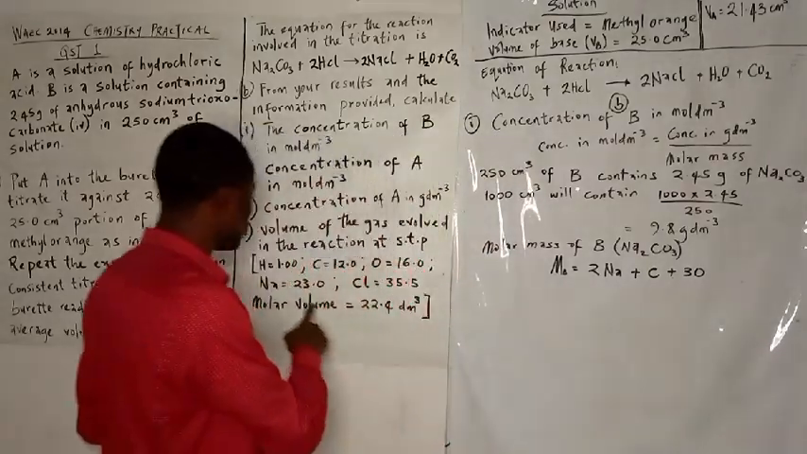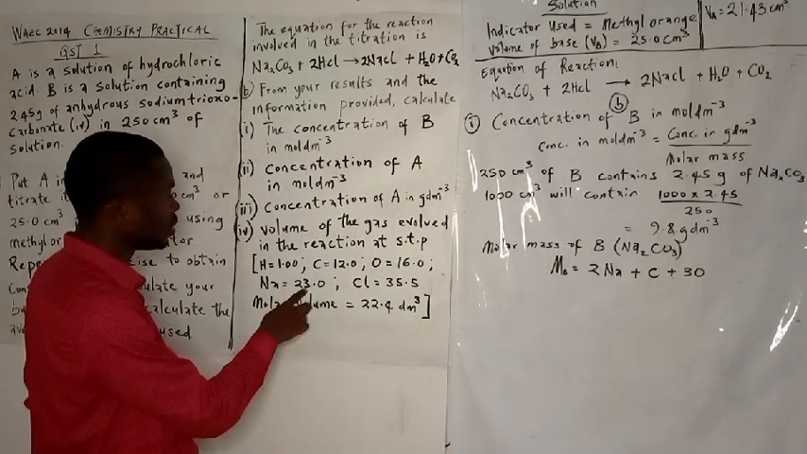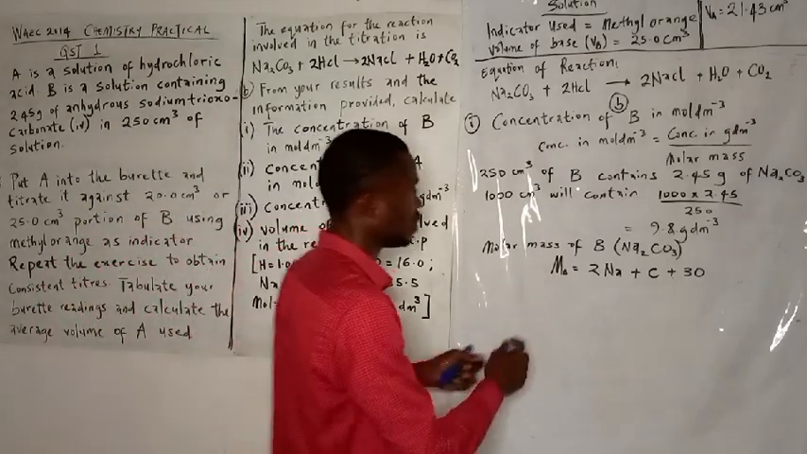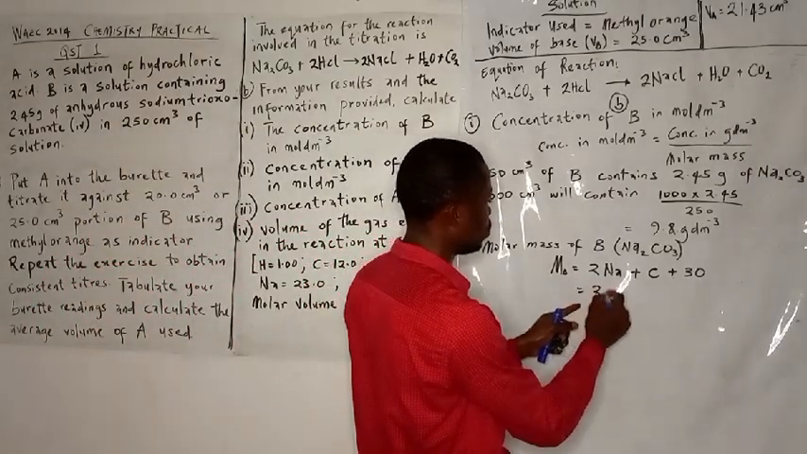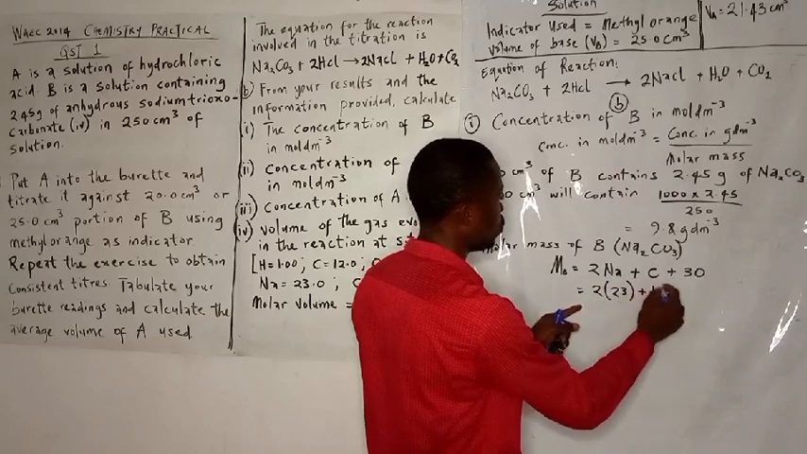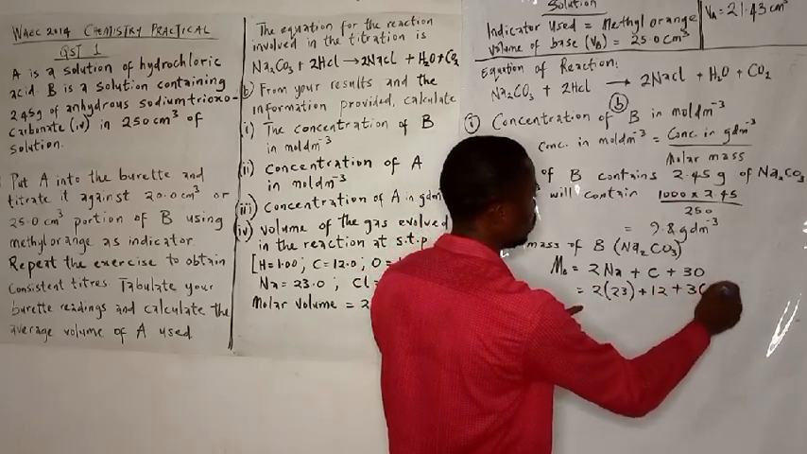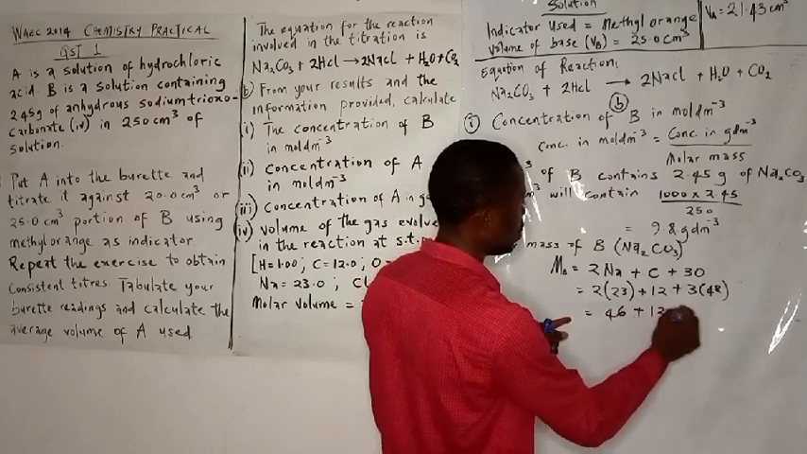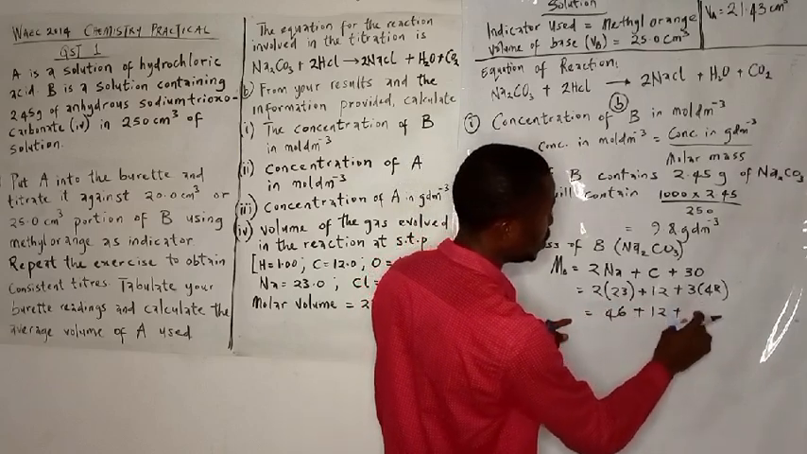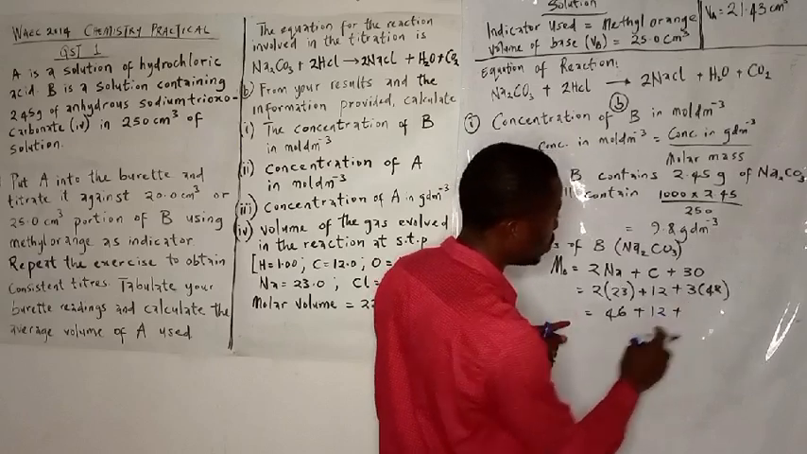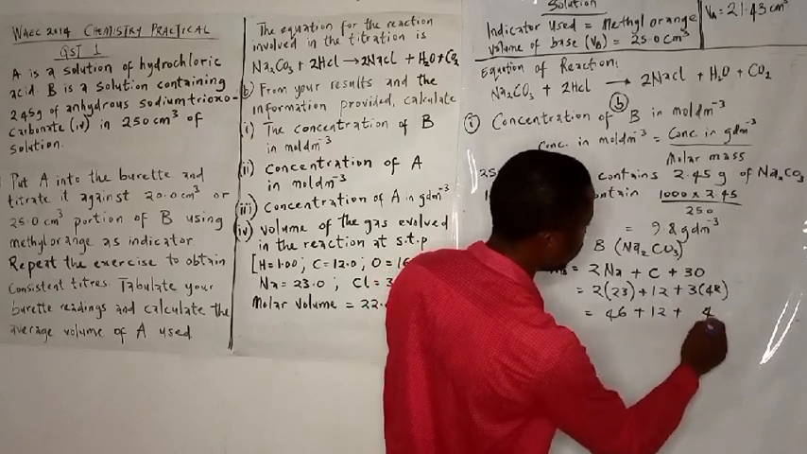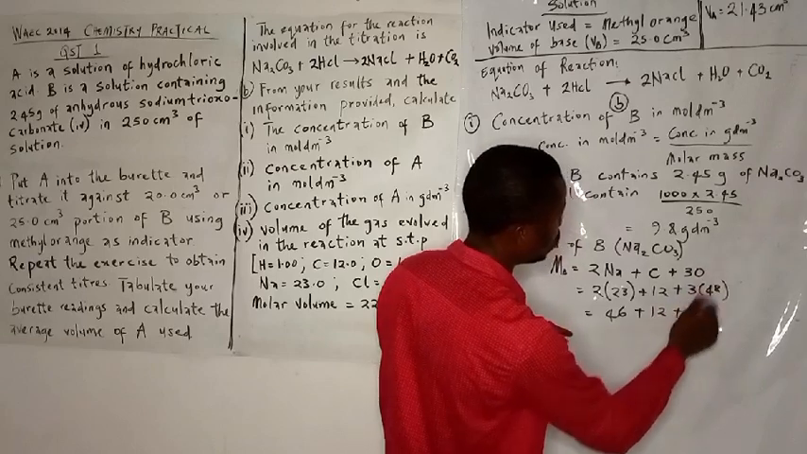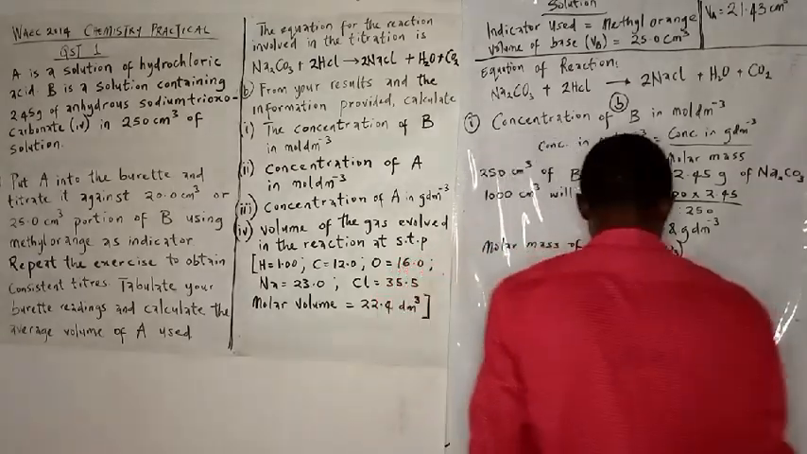And we know that the mass number of sodium is 23, the mass number of carbon is 12, the mass number of oxygen is 16. So we are going to put their mass numbers. So we have 2 times 23 plus 12 plus 3 times 16. And this will give us 46 plus 12 plus 3 times 16.